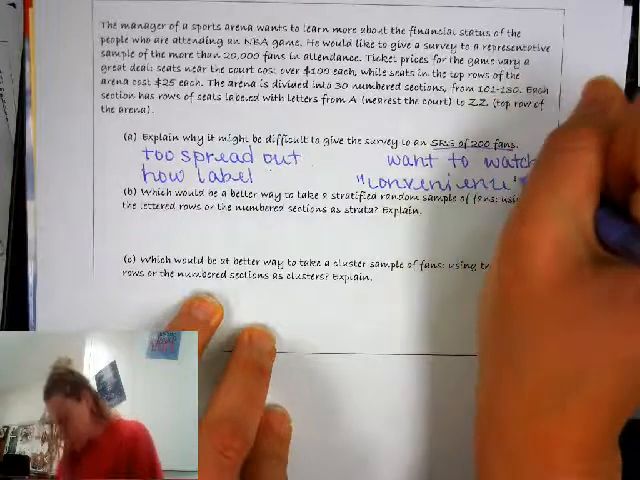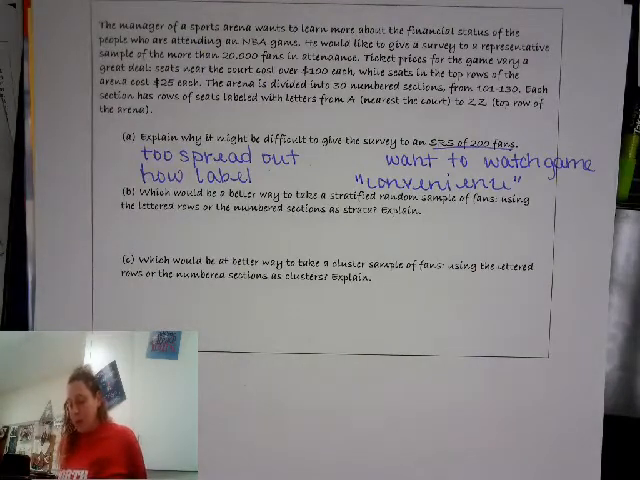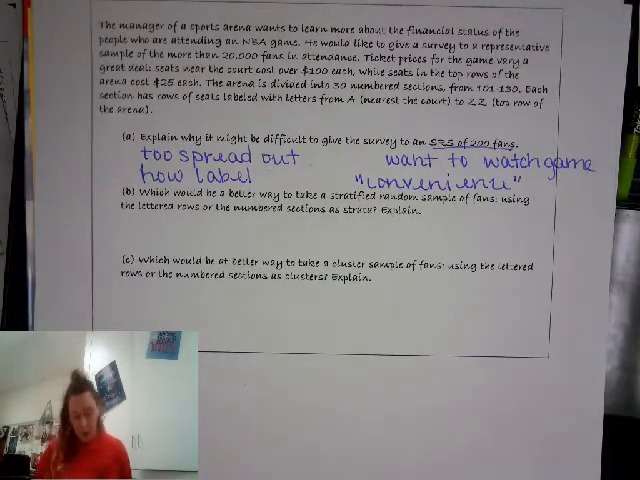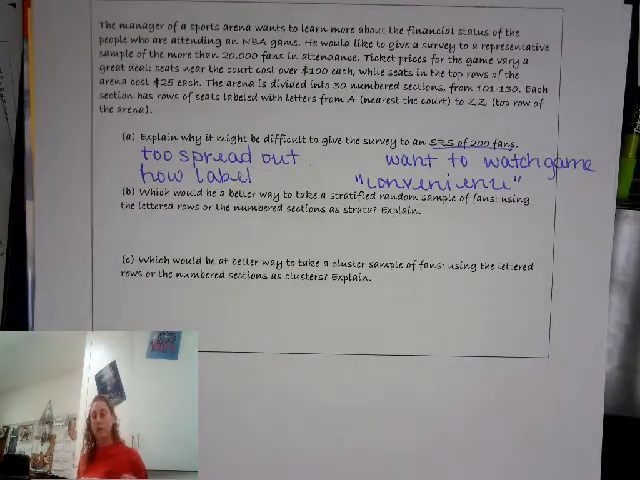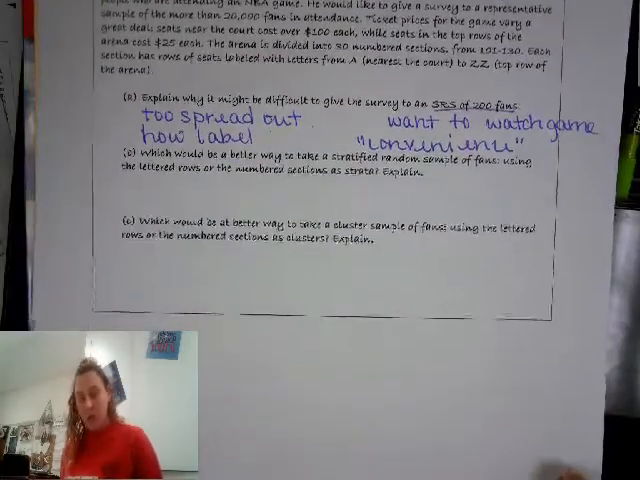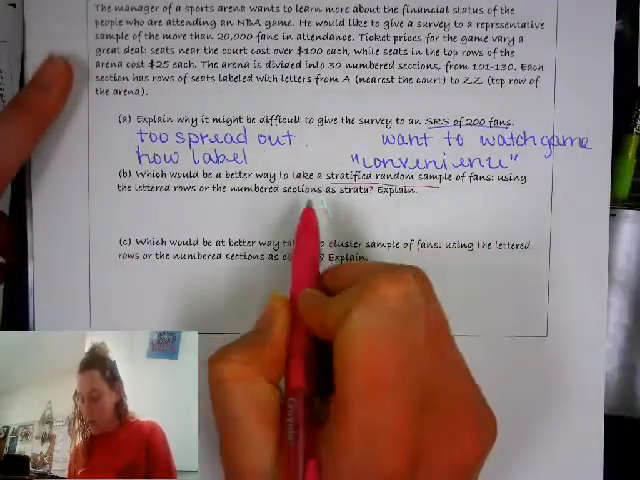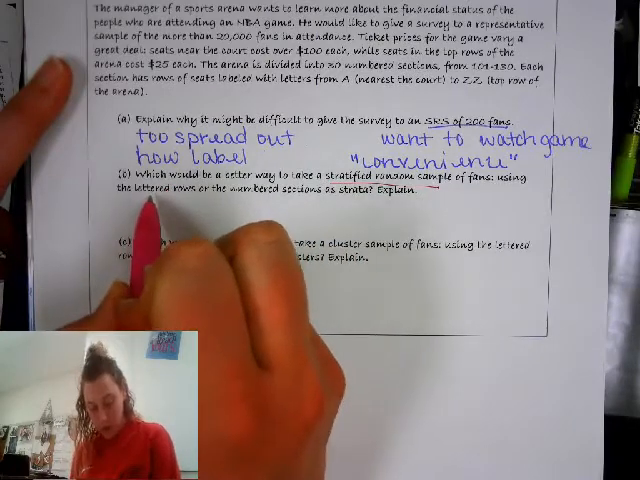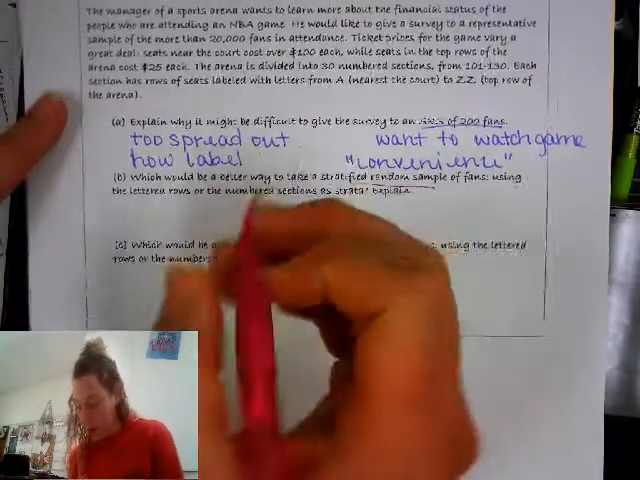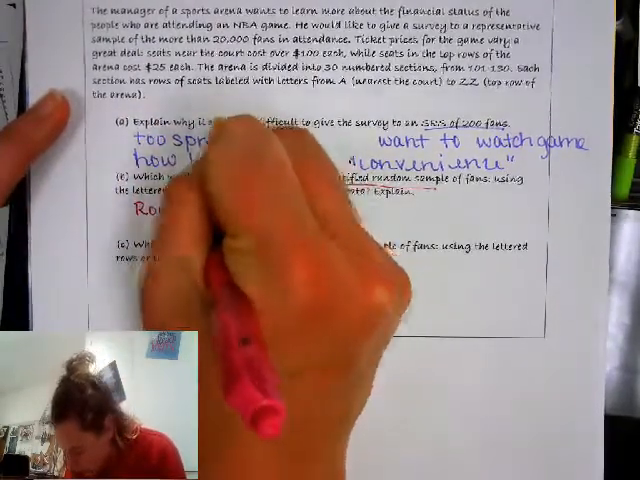So which would be a better way to take a stratified random sample of fans, using the lettered rows or numbered sections? So remember, stratified means you want to put the individuals into similar groups. So for stratified here, you would want to take the lettered rows as your strata, because the rows would group them by similar prices for what they paid for their ticket.